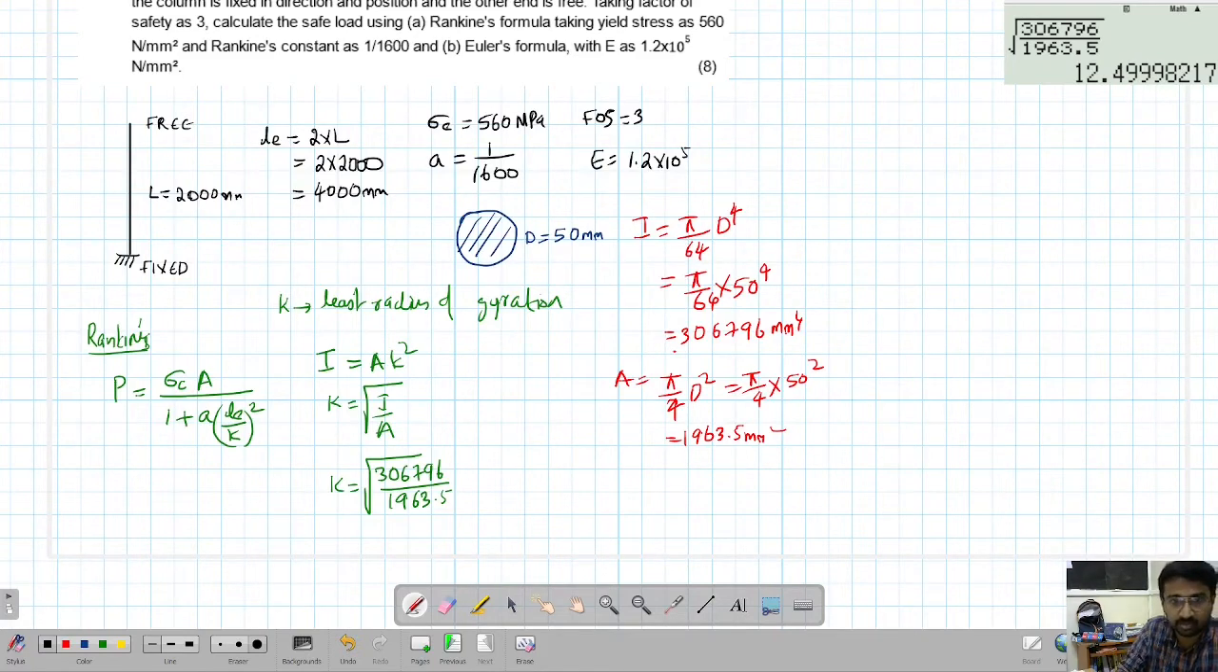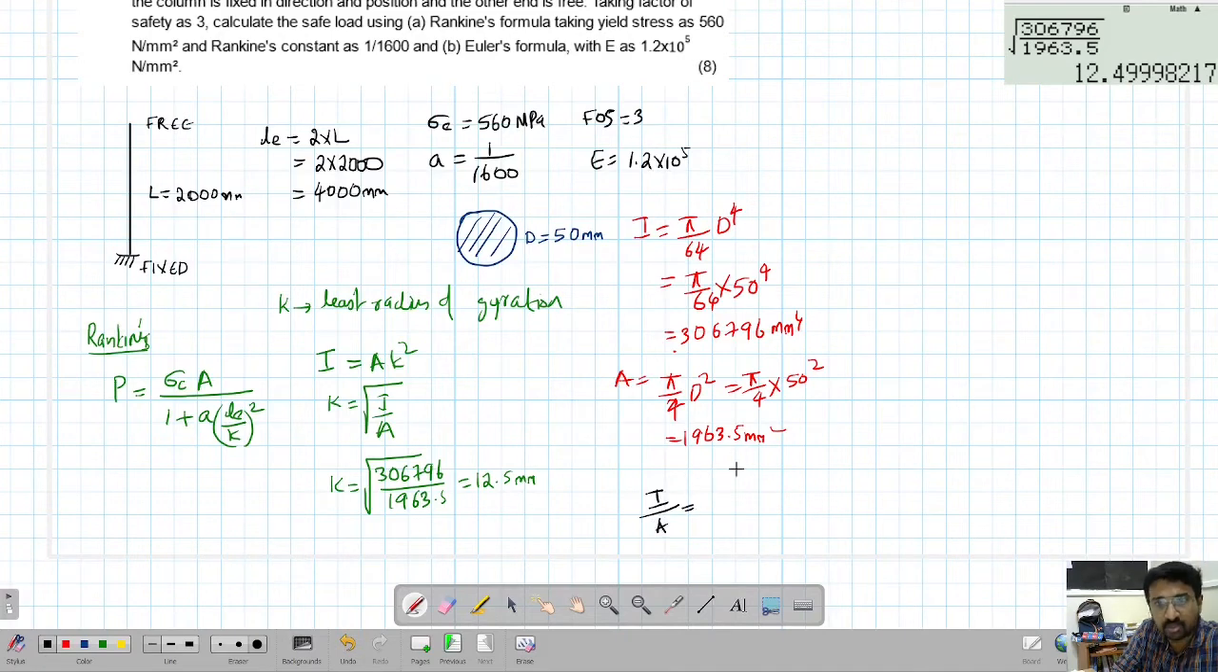Okay, so this is nothing but 12.5 mm. Another way of finding this is a direct formula some people remember, though you don't have to remember that. So I by A, what is I by A? This is another way of finding k.